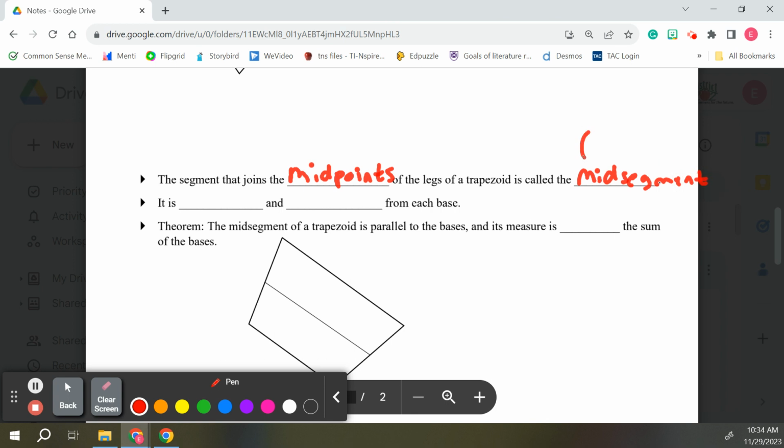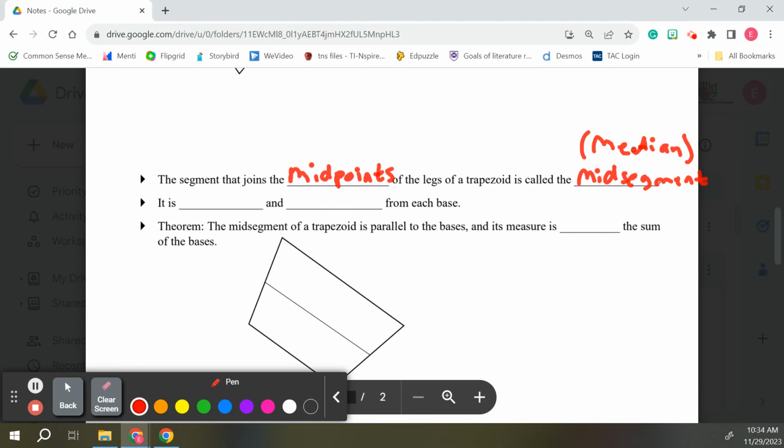On your foldable, it's called a median. It means the same thing. If you want to change median of a trapezoid and put in parentheses midsegment, I'd highly recommend it. You are going to have a take-home quiz on Friday. Couldn't hurt to have that information. Just throwing that out there.